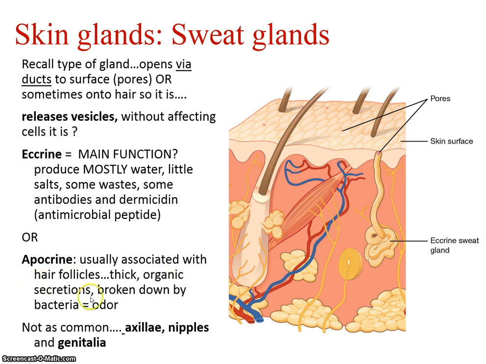They have different chemicals in their secretions, and those chemicals are often used by bacteria that associate with our skin, and so they give us unique odors and scents. And as I said here, they're not as common. The underarms, around the genital area, and the nipples would have apocrine sweat glands.